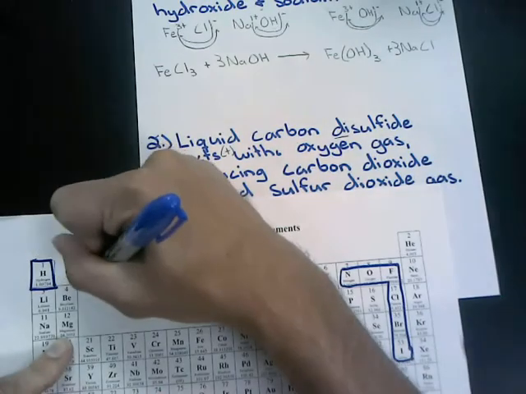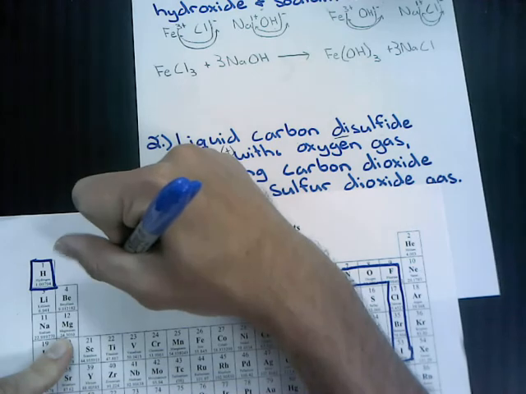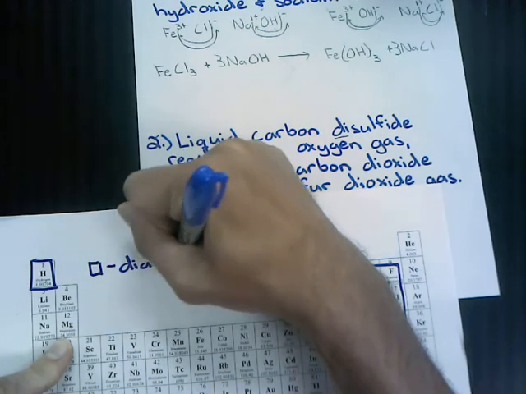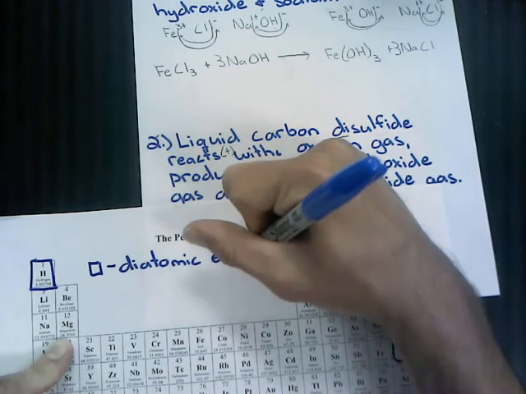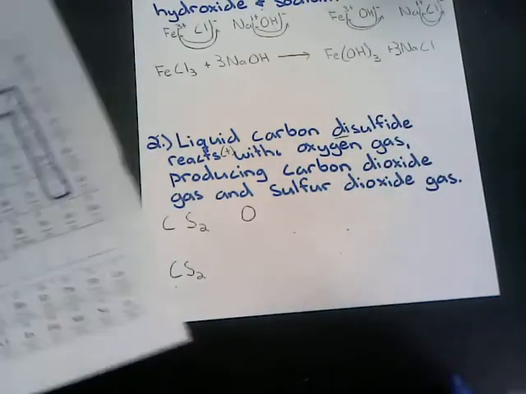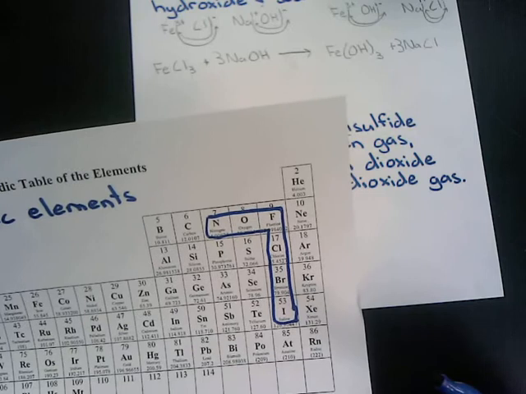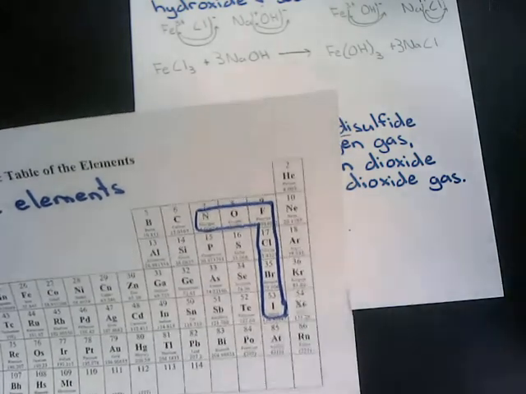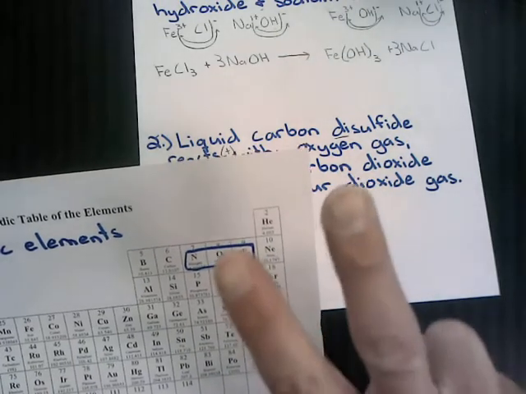So again, what I highlighted in blue, or boxed in blue, these are diatomic elements. What that means for us is that if they are ever by themselves or listed such as oxygen, they can't just be written with one O or one N. They have to be written with a subscript of 2.